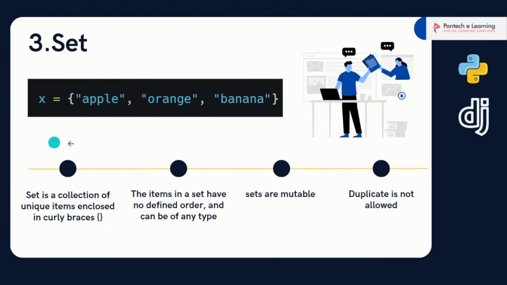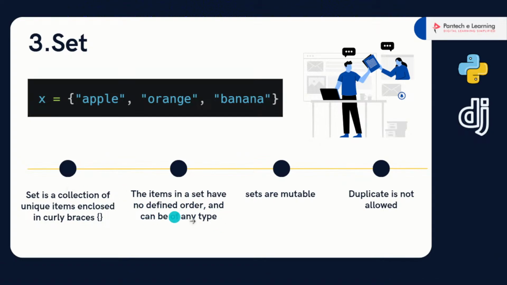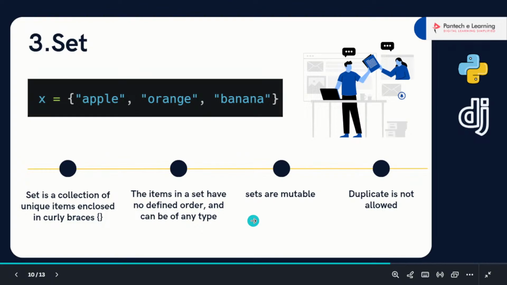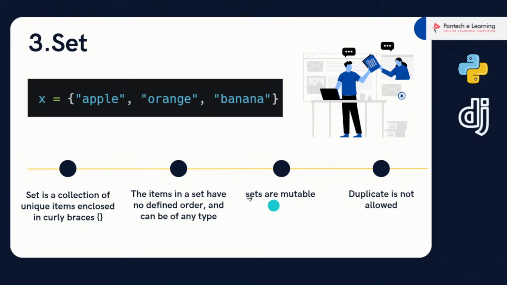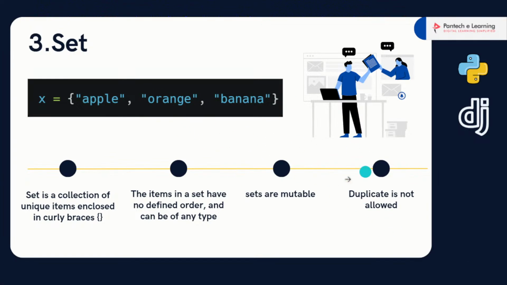Basically, a set allows unique values, and the items in a set have no defined order and can be of any type. Sets are mutable. After creating a set, we can add another value to the set. That is called mutable. And duplicates are not allowed in the set. We cannot allow duplicates.